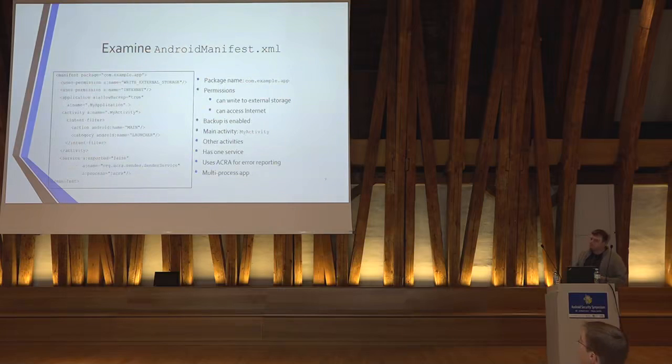So the manifest, as you know, is the entry point of Android applications. Pretty much everything about the application is in there. It's very tightly packed. There is a huge amount of information in there. This is just a small example, but in maybe 20 lines, you have the package name, the permissions, in this case, external storage, internet. You know that backup is enabled, which is quite useful. We'll talk about it later.